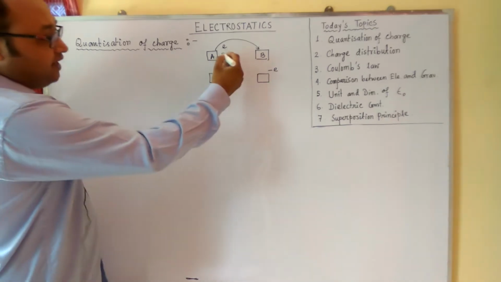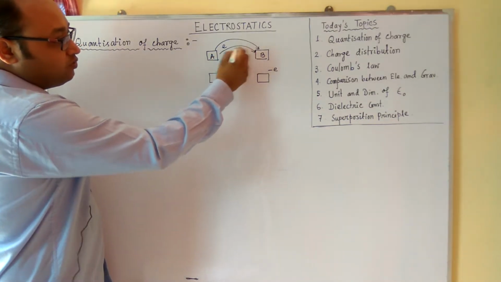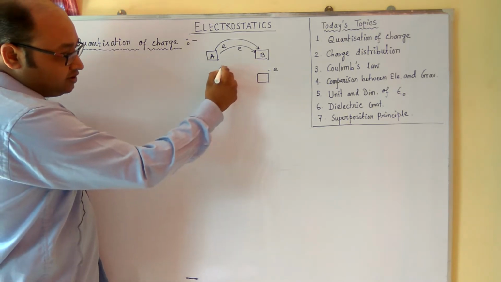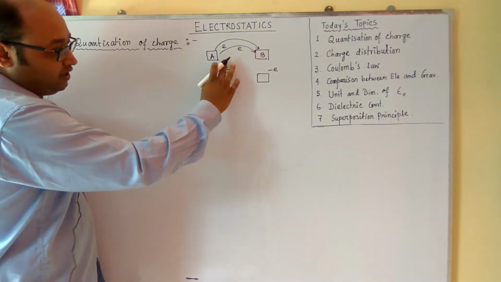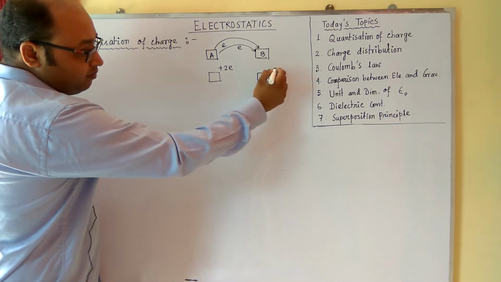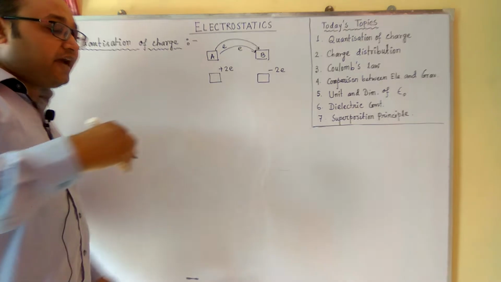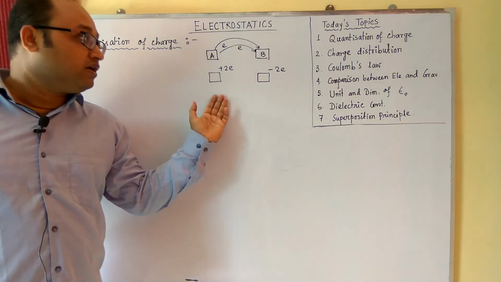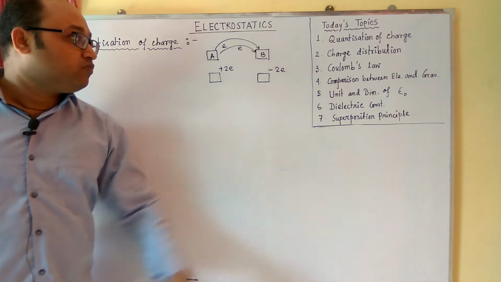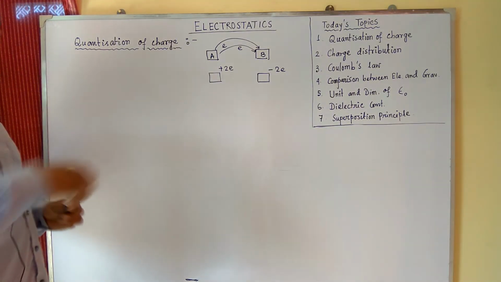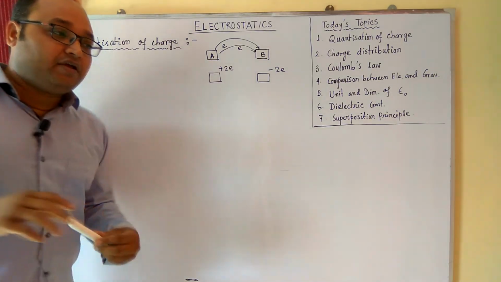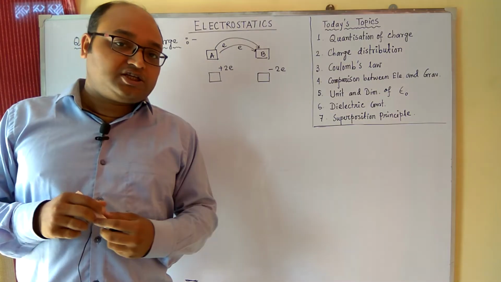Now if we transfer another electron from this body to this body, then it will become another unit positively charged. So the charge in this body will become plus 2e and in this body it will become minus 2e. What we cannot do is transfer any fraction of an electron from this body to this body. That means the amount of possible charge in one body is an integral multiple of the electronic charge.